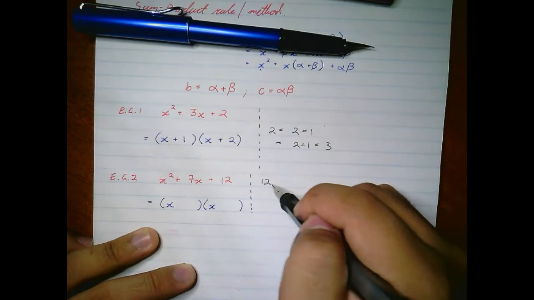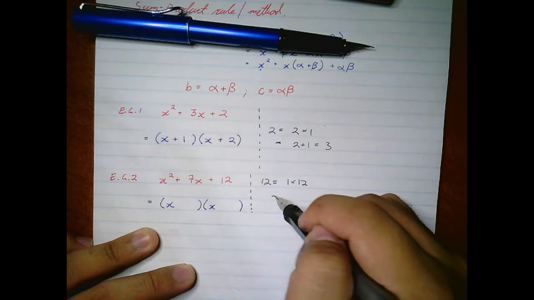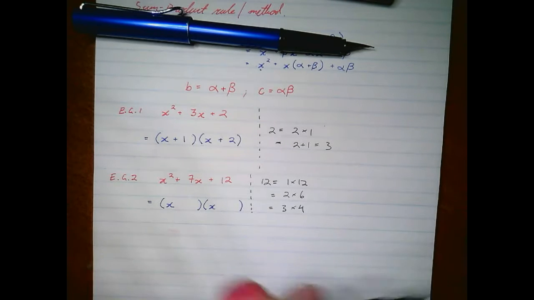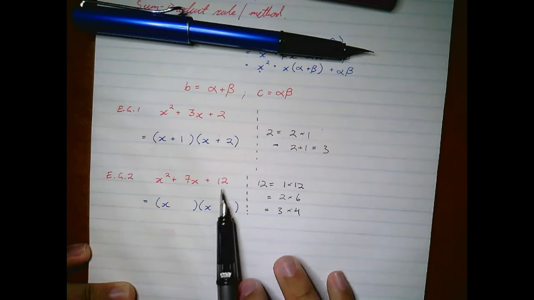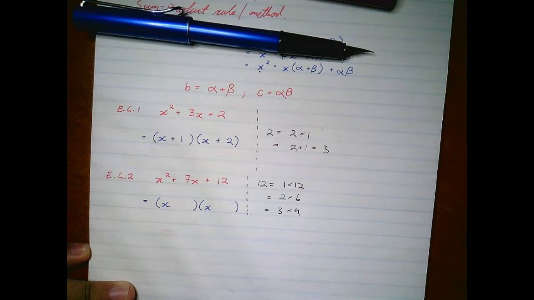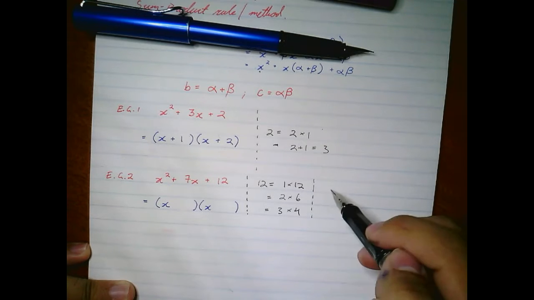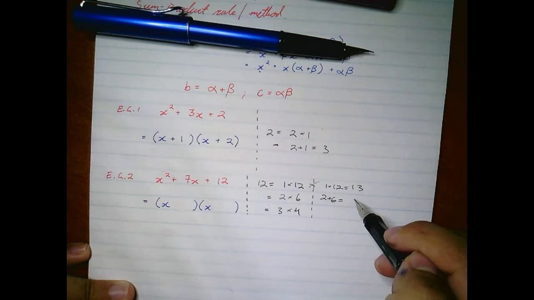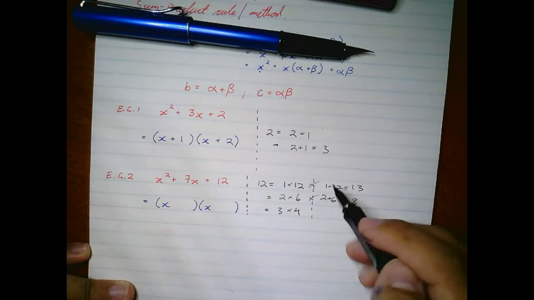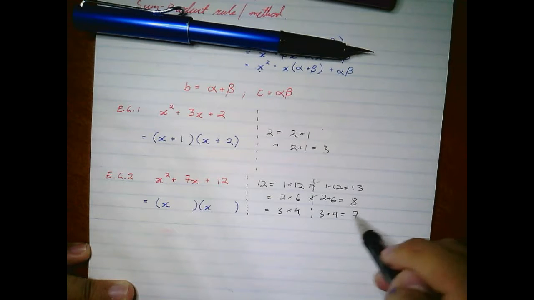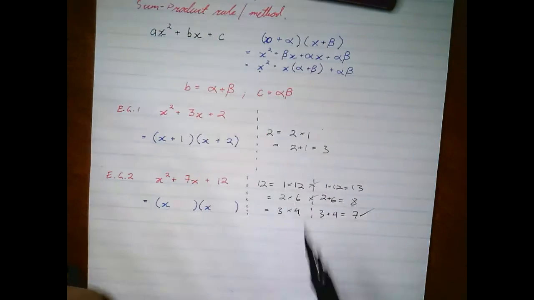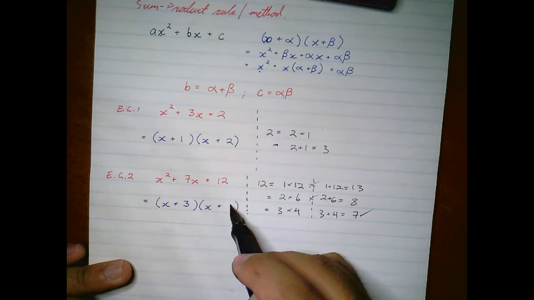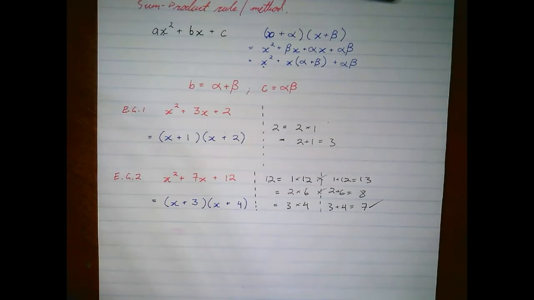12 is equal to 1 times 12. You could also equal 2 times 6 or 3 times 4. So I just listed the factors of 12. Now I'm going to see if any of them add to 7. Here we go. 1 plus 12 is 13, so it's not that one. 2 plus 6 is equal to 8, so it's not that one. 3 plus 4 is equal to 7, so it is this one here. So it's going to be 3 and 4 as positive numbers: plus 3, plus 4. Okay, we'll do another example.